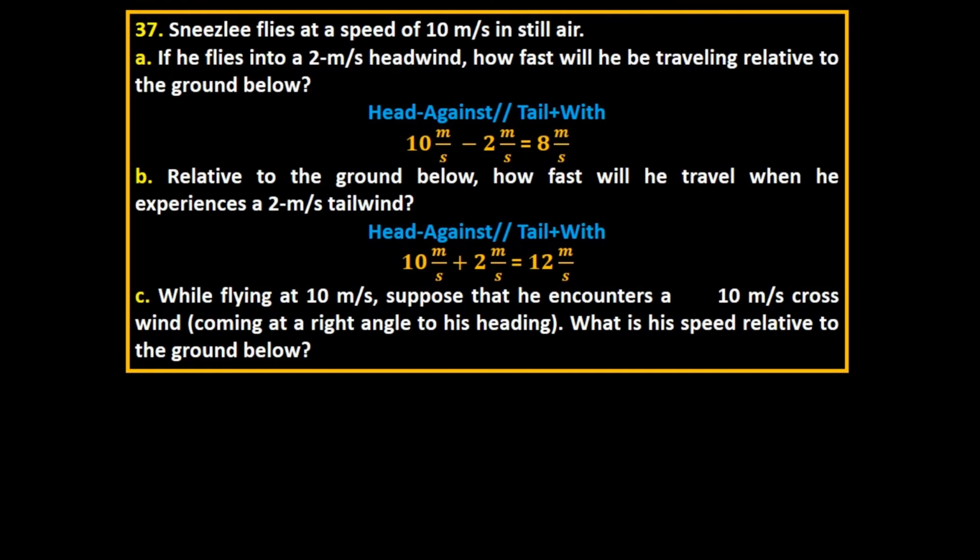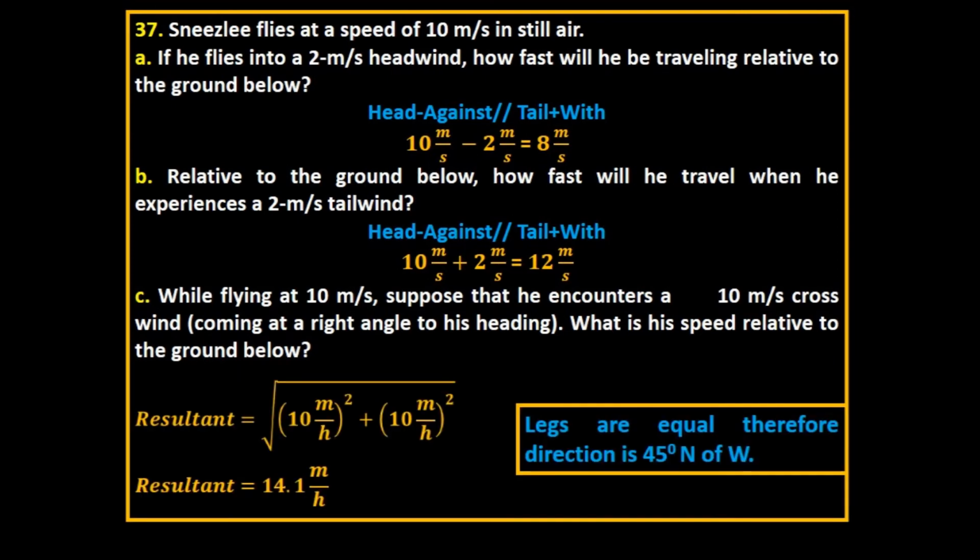I don't know where I got north of west, but either way, if he was going north and the wind was coming from east to west, then it would be 45 degrees north of west. I hope you can picture that. So you're flying north, it's coming out of the east, heading west, so it's going to knock you into the north of west region.